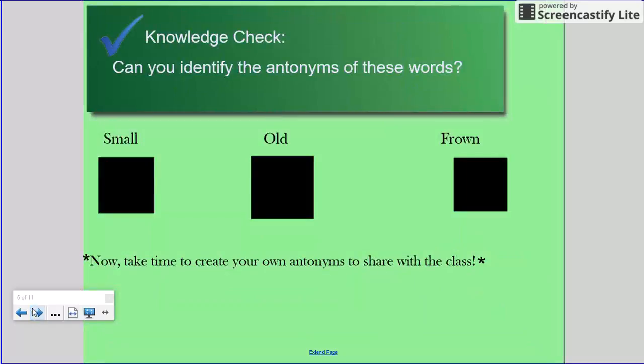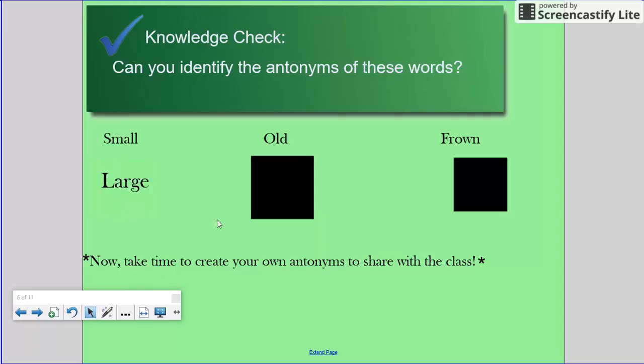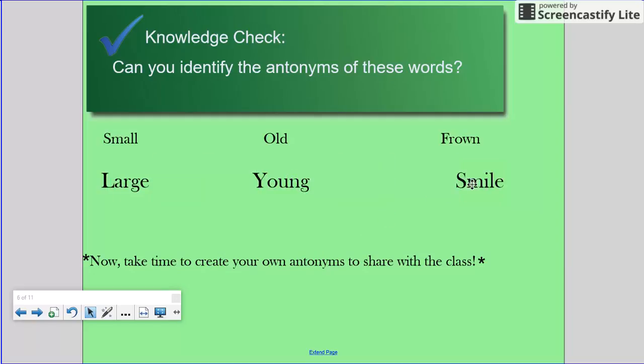What I'll have you do is, again, stop the recording and give me the antonyms of small, old, and frown. I'm going to pause the video, take a few minutes, and write down your answers for those. Then when you're ready, go ahead and press play, and we'll come back. All right, if you pressed play, that means that you have your answers for the antonyms of small, old, and frown. The antonym, or opposite, of small would be large. The opposite of old would be young. And the opposite of frown would be smile.